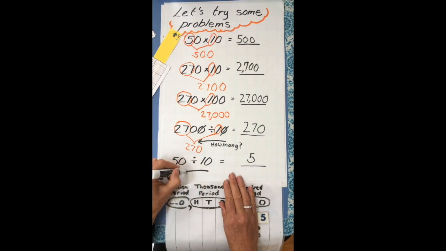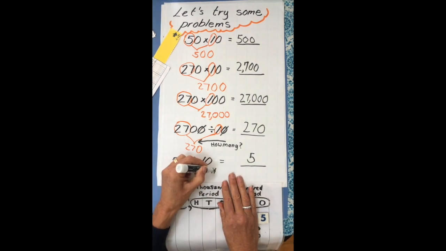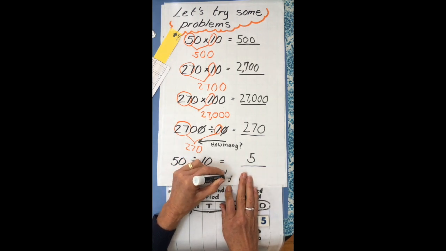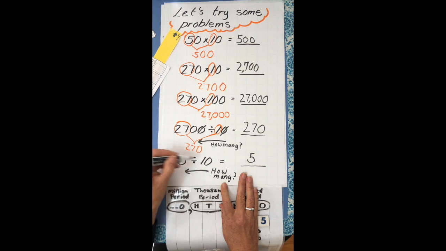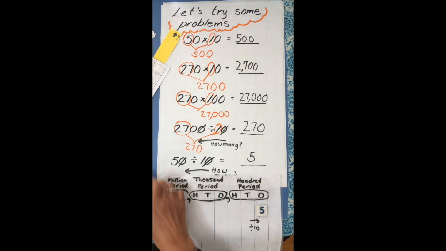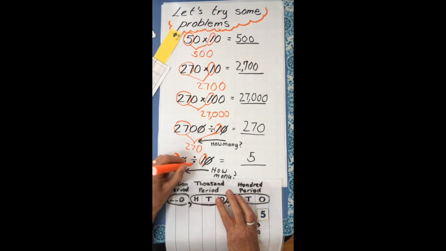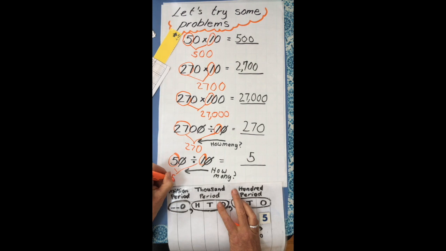Or I could do it using counting zeros. Remember, I go backwards. How many? Okay, I see there's 1 0 here and 1 0 here, so I cross it off. Okay, and then I say how many ones are in 5, and the answer is 5.